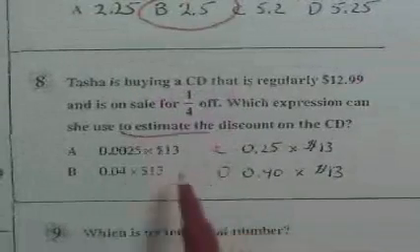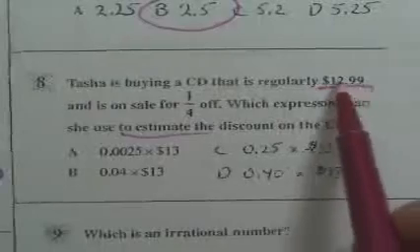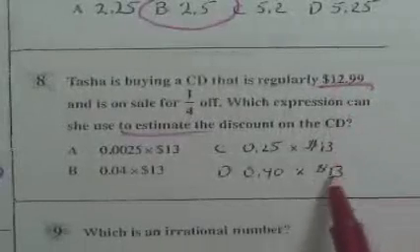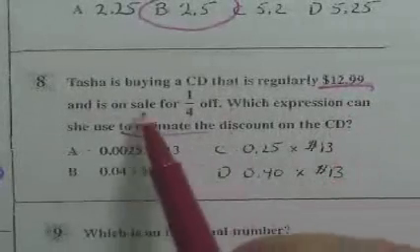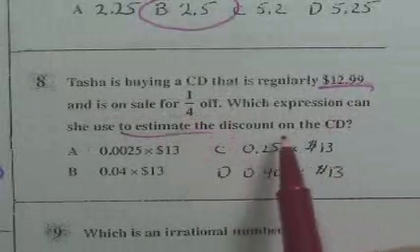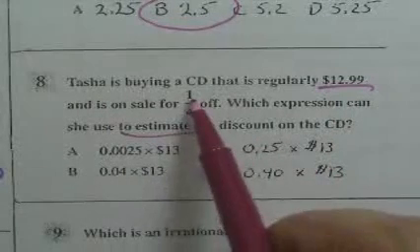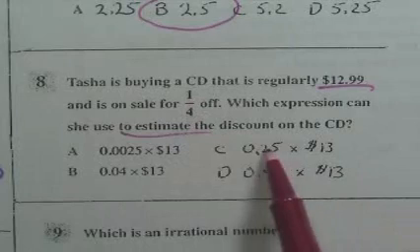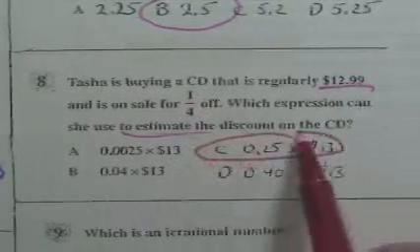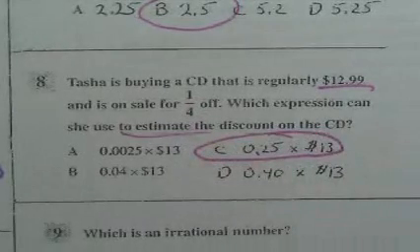Number 8, they ask you to estimate, and that is why they made $12.99 into $13. And it's on sale for 1/4 off. What represents that? Well, 1/4 is the same as 0.25. So that is my correct answer.